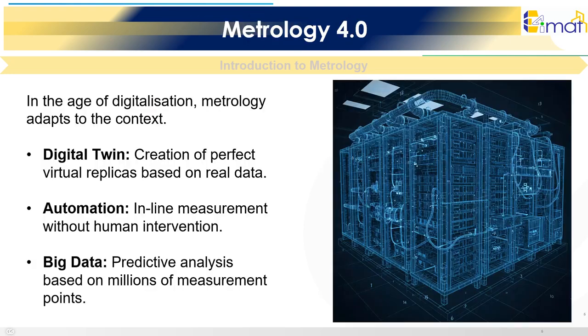With the rise of digitalization, metrology is evolving into Metrology 4.0. This paradigm integrates digital twins, enabling the real-time creation of virtual replicas of physical systems. Automation allows inline measurements without human intervention, significantly increasing throughput and consistency. Furthermore, big data and advanced analytics support predictive assessment of production performance and early detection of anomalies, marking a shift from reactive to proactive quality management.